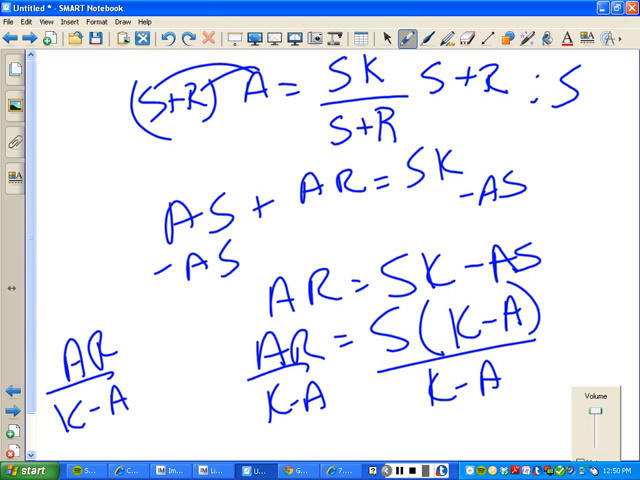Same thing. RA is fine. The question was, can it be AR or can it be RA? And the answer is yes. Commutative property of multiplication.